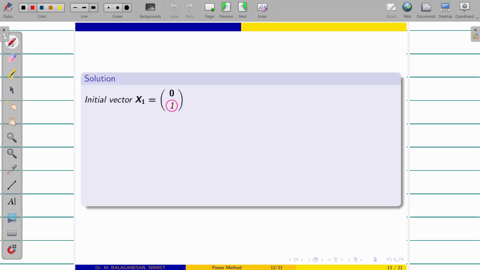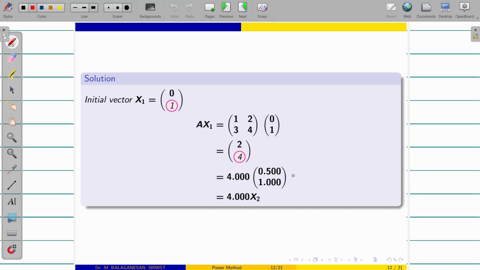Now A is this, and x1, the initial vector, he has given. So 0, 1. Now multiply A into x1. What is the multiplication? It will be 0 plus 2, here 0 plus 4. What will you get? It will be 2, 4. Which value do we have to take? The numerically largest value. If it is a negative value, we have to take that one only. So take 4 as common. Then we get 0.5, here it is 1. So this is my new eigenvector.